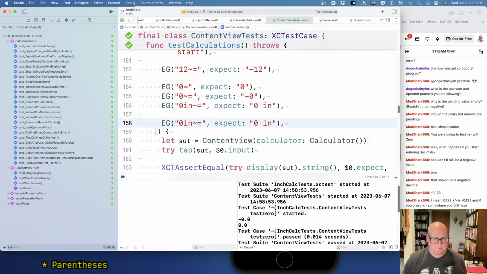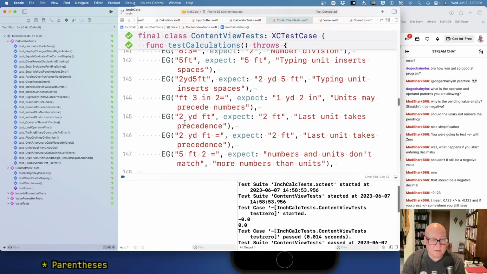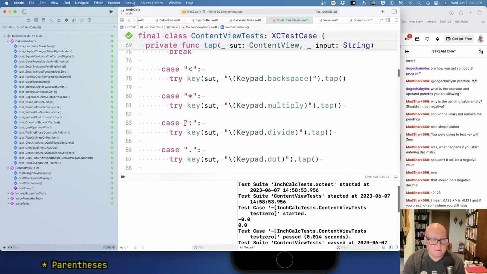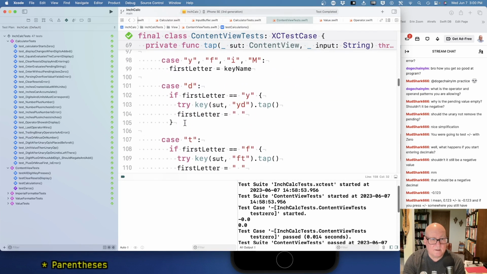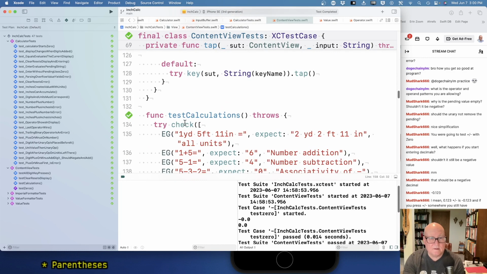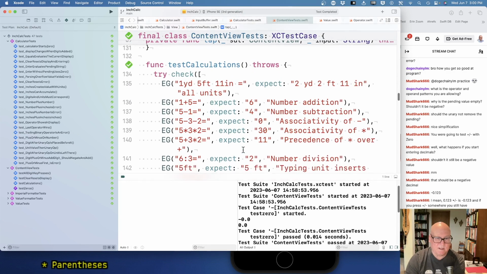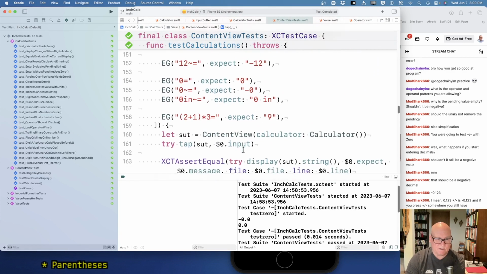Let's start with 2 + 1 times 3. And we expect 3 times 3 is 9. Okay, so well, right now we don't have a left parenthesis. Okay. So I think we'll get a message from this one because our key isn't there. But that should be a legitimate expression.